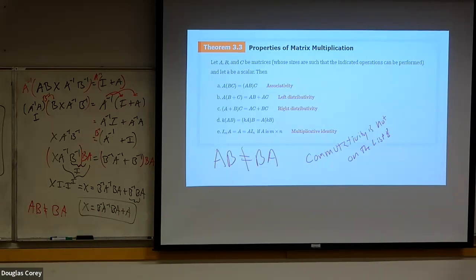And what's key here is what's not on the list. AB does not equal BA. Commutativity doesn't hold.